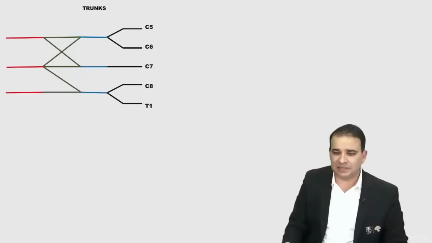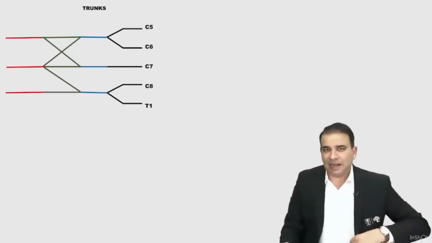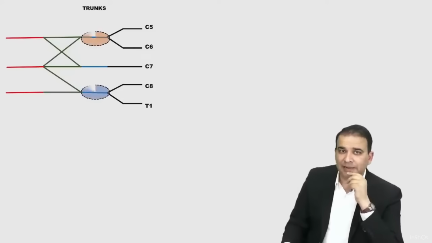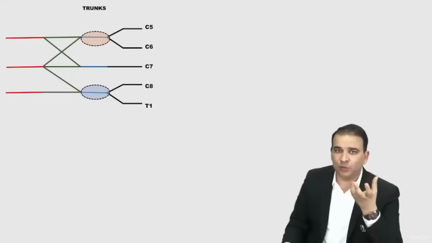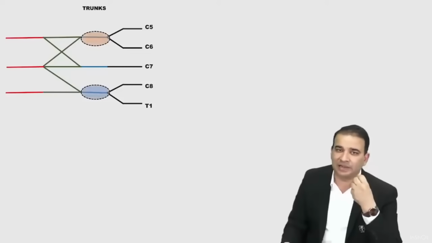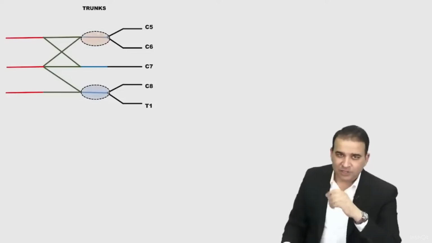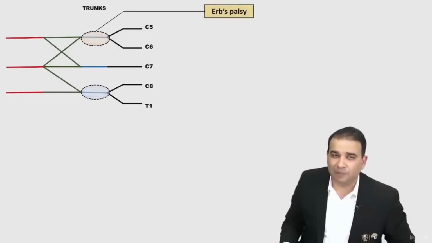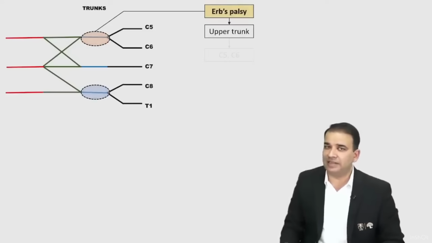If you look at the schematic of the brachial plexus, you see the upper trunk and the lower trunk. Injury to the upper trunk we all know is called Erb's palsy. The root value affected is C5 and C6, and the injury to the lower trunk is Klumpke's palsy. The root value affected is C8 and T1. If the injury is to the upper trunk, then obviously Erb's palsy, and the root value affected is C5 and C6.